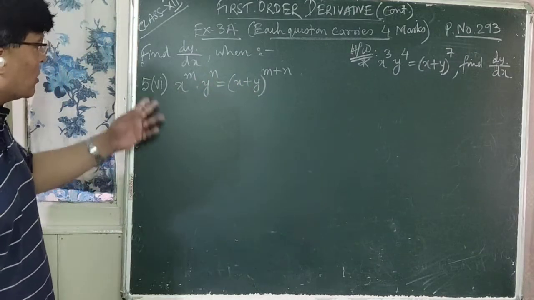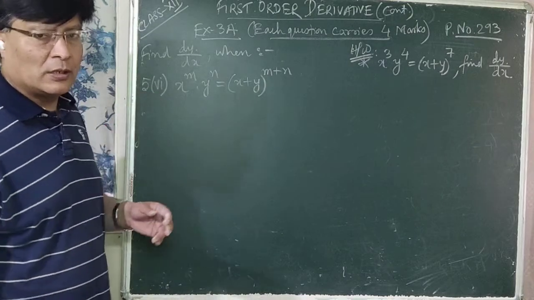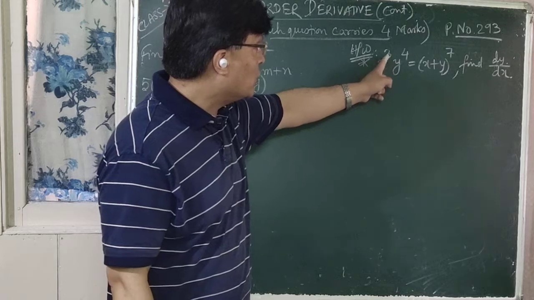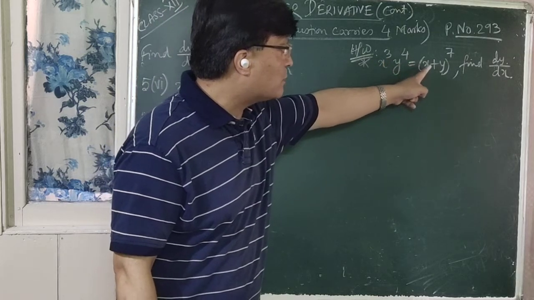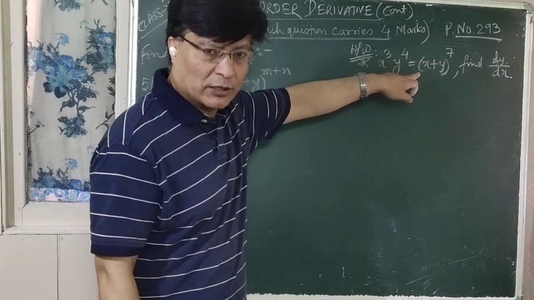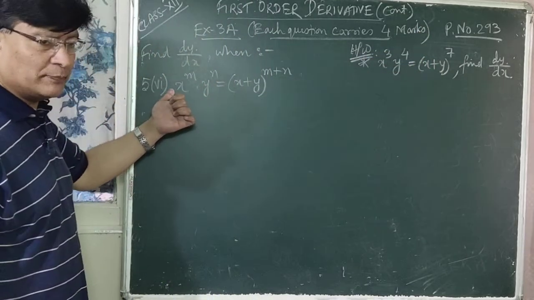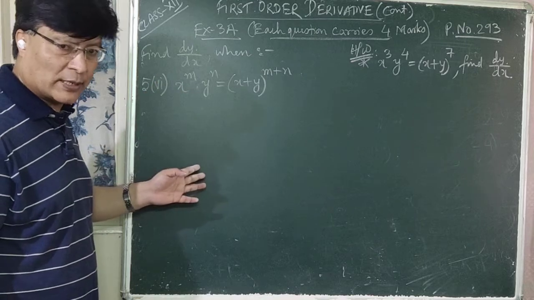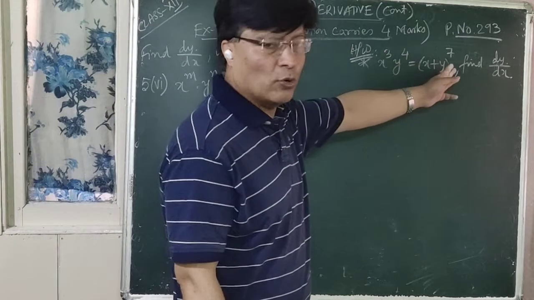Actually this question is not given in the book. The question given in the book was this one, that is x cube y to the power 4 is equal to x plus y whole to the power 7. Find dy by dx. So this will be a homework. You have to find out dy by dx for this one. I'll do this question here in this online class.